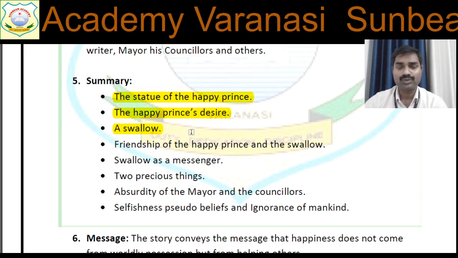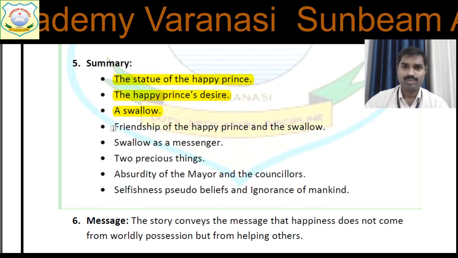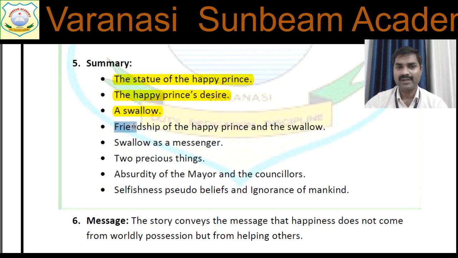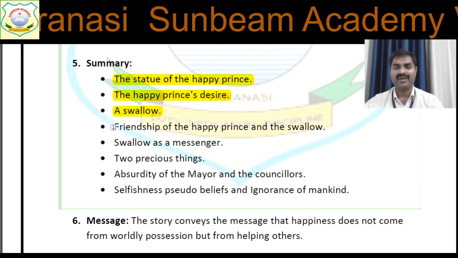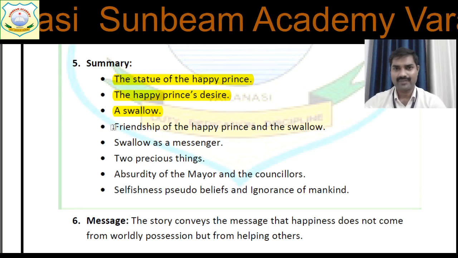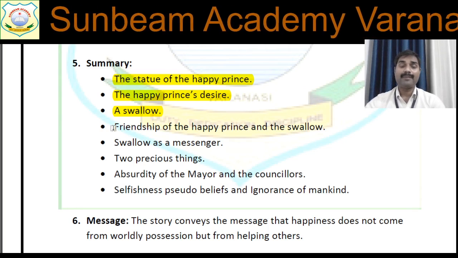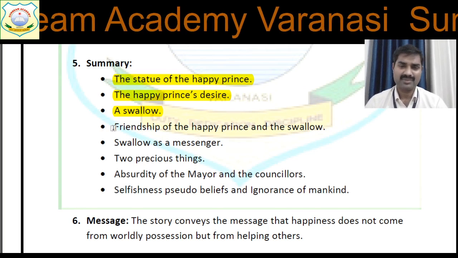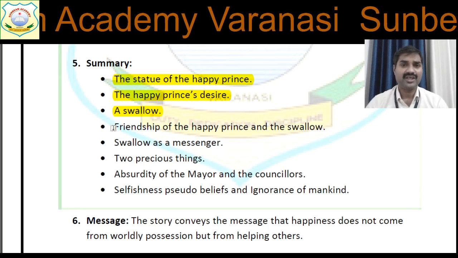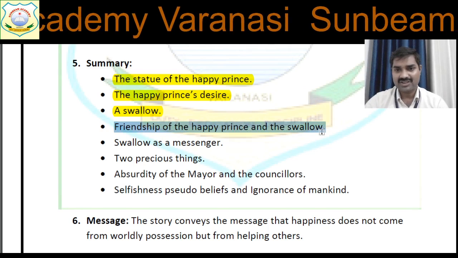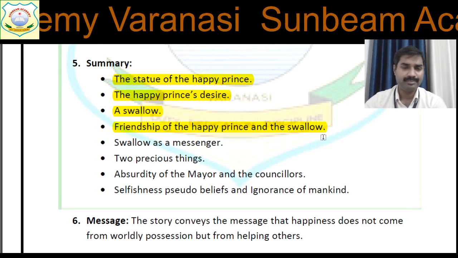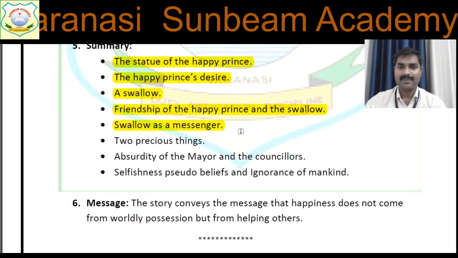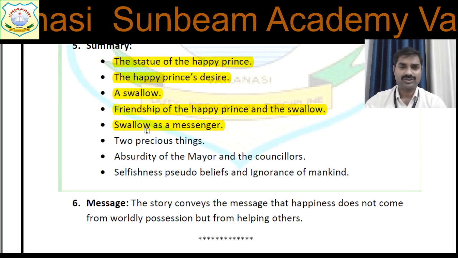A swallow came one day who was going to Egypt, but the Happy Prince requested him to befriend him and help him in helping other people. So the swallow stayed for one night, but the Happy Prince requested repeatedly, and he waited there for another night, unwillingly. But finally, the Happy Prince was so kind hearted that the Swallow was moved and thought that the Happy Prince is now blind, so I should stay here to help him. So the friendship of the Happy Prince and the Swallow grew when the Swallow helped the poor people in need. The Swallow was working as a messenger, helping the Happy Prince. The Swallow is a bird which was helping the Happy Prince.